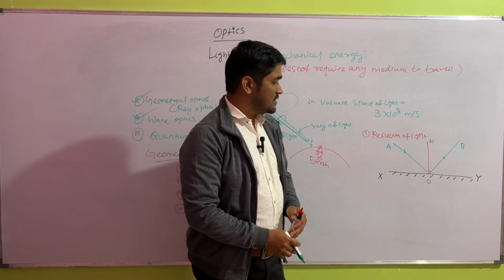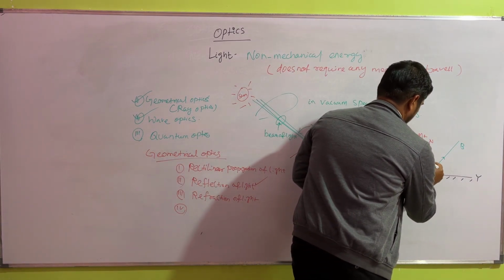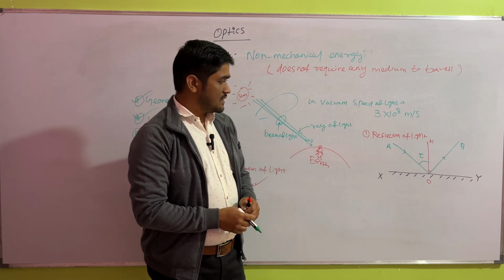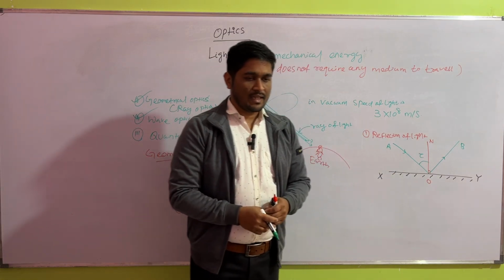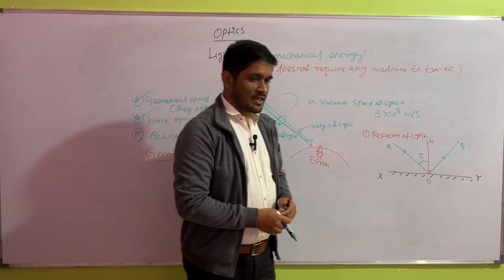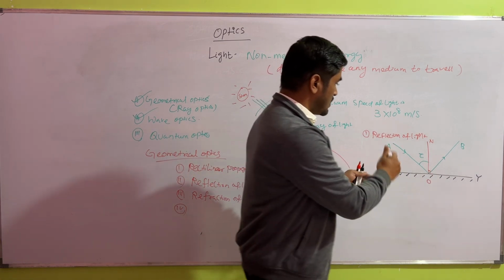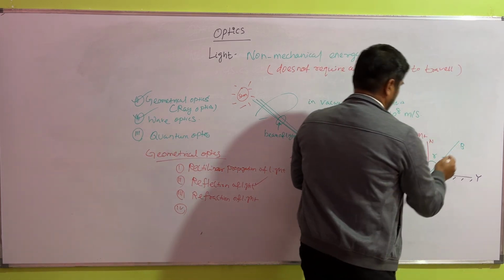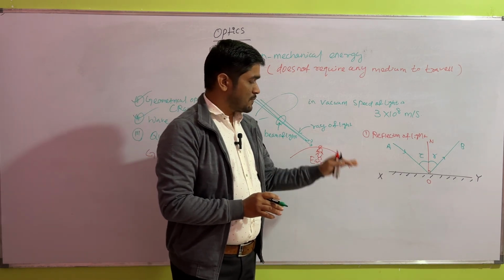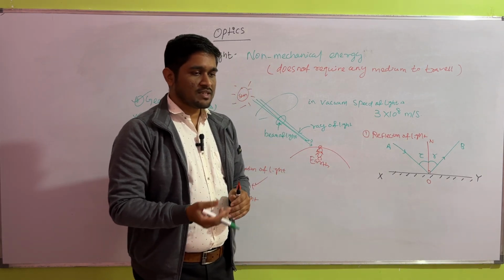So AO is the incident ray, as it is incident on the reflecting surface, and the angle made by the incident ray with the normal is known as the angle of incidence. And there is another angle, the angle made by the reflected ray OB with the normal, and that is the angle of reflection. So reflection of light is a phenomenon in which the ray of light changes its path without changing the medium.